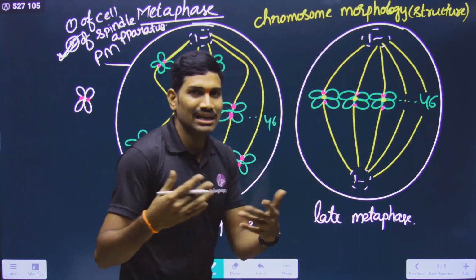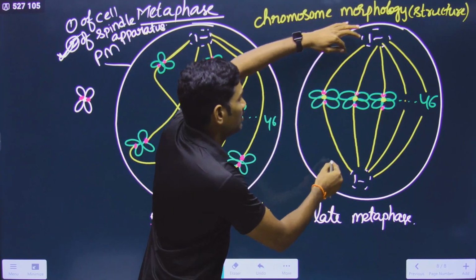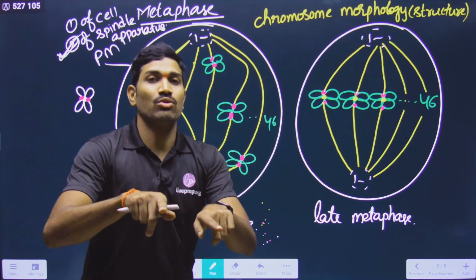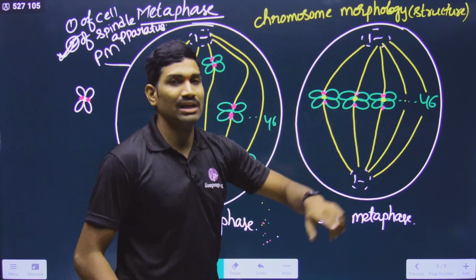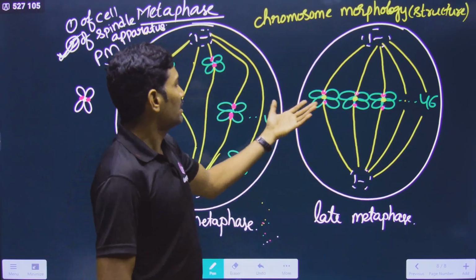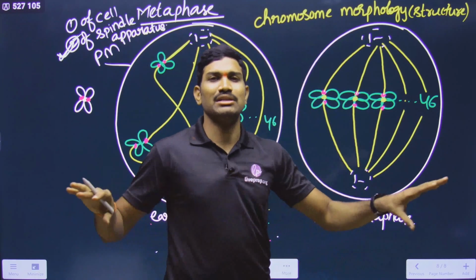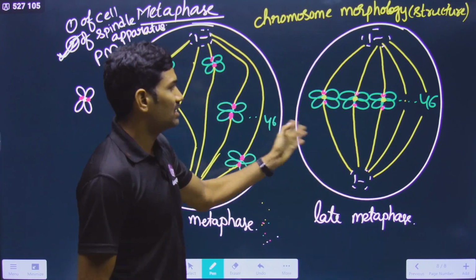Understood or not? So indirectly what we are saying? Spindle fibers from opposite poles will attach to the centromere through the kinetochore. This is how they are arranged. That too, here there are no pairs. Individually all the chromosomes are present side by side. Side by side all the chromosomes are arranged.